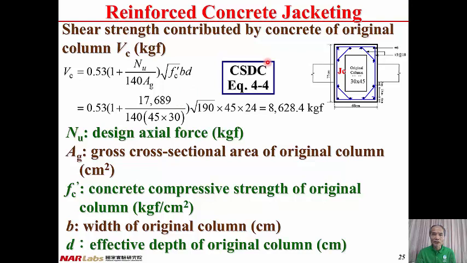For the original column, VC equals 0.53 times (1 plus NU divided by 140 AG) times the square root of FC prime times BD. After some manipulation, we can come up with VC equal to 8 point something ton-force.